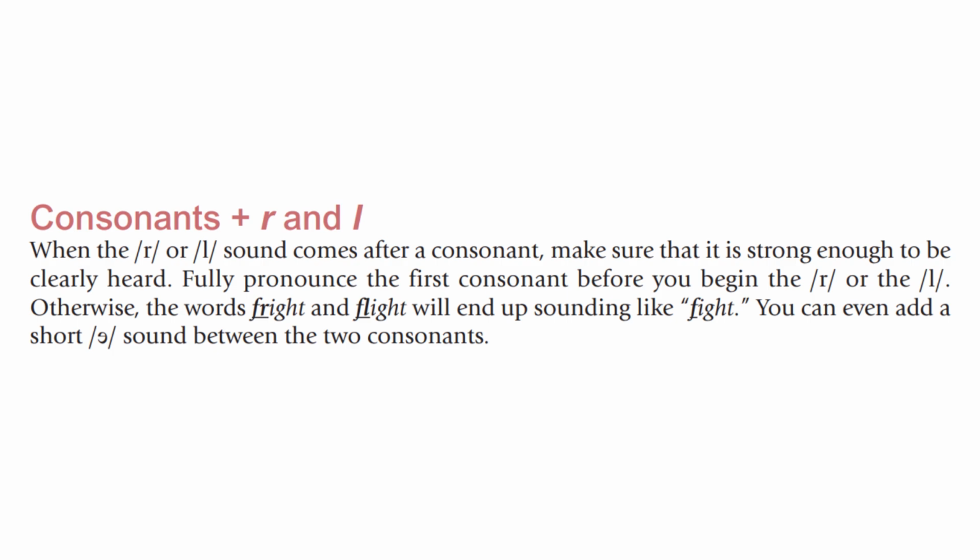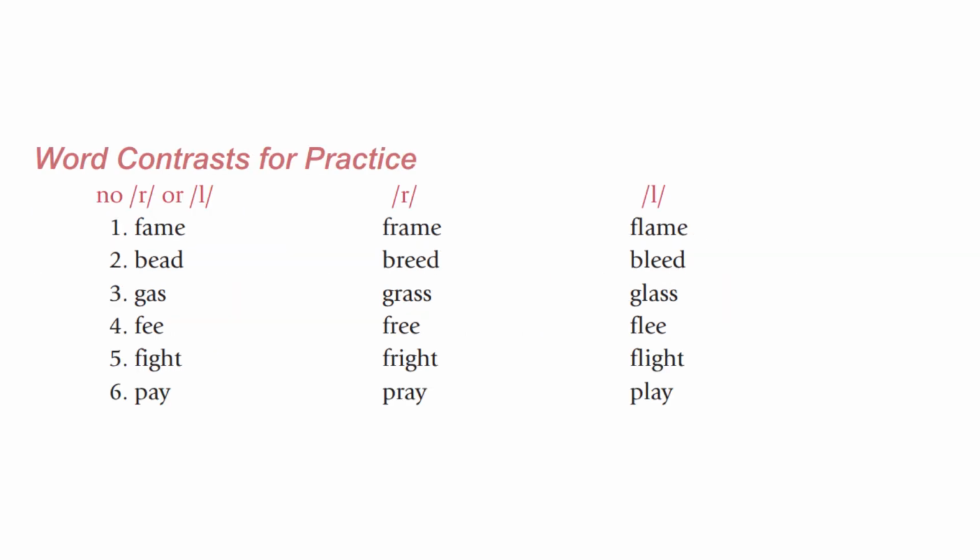R and L after a consonant. When the R or L sound is after a consonant, make sure that it's strong enough to be clearly heard. Fully pronounce the first consonant before you begin the R or the L. Otherwise, fright and flight will end up sounding like fight. You can even add a short sound between the two consonants. Say fright.